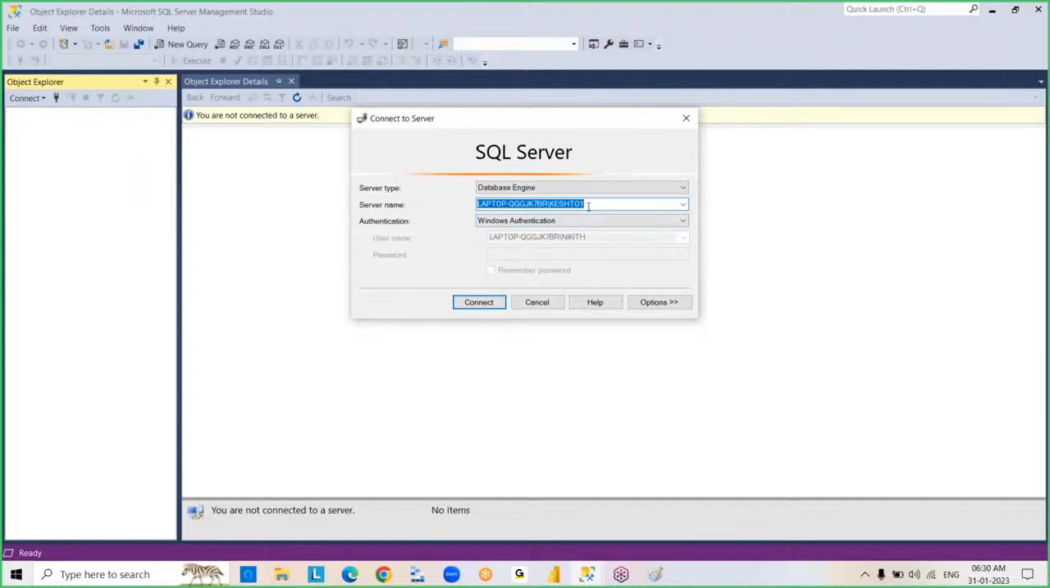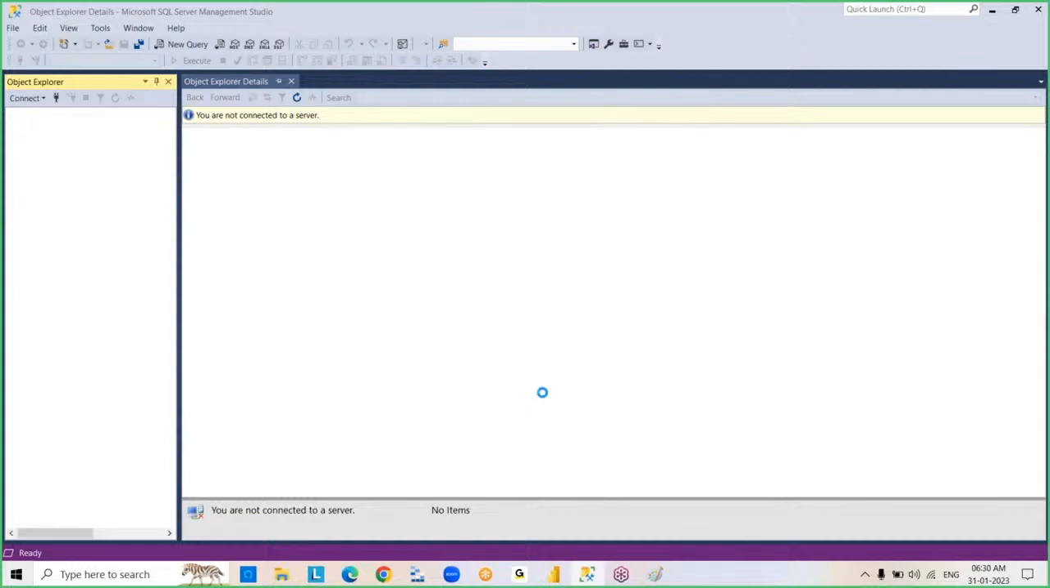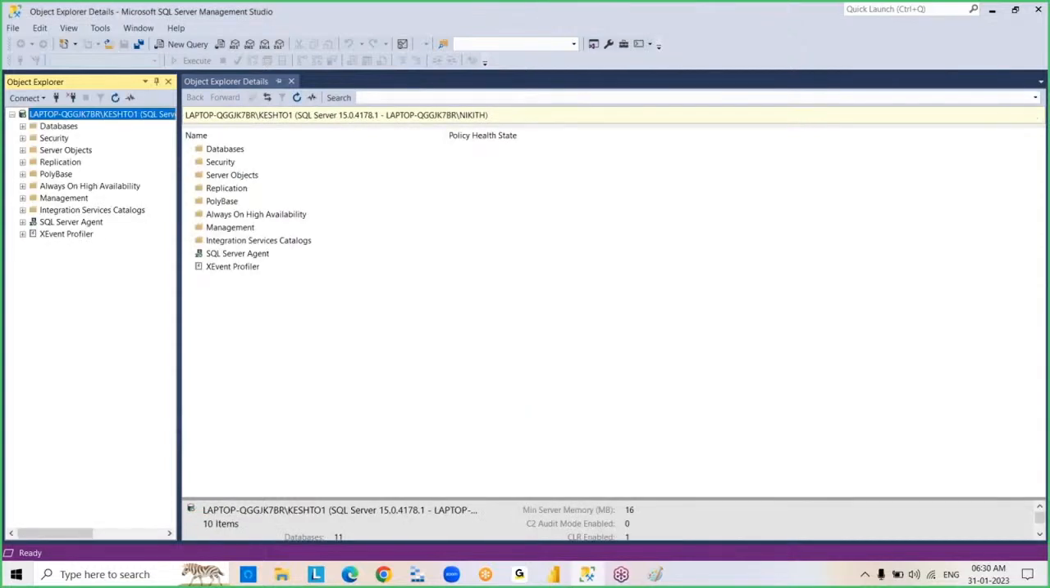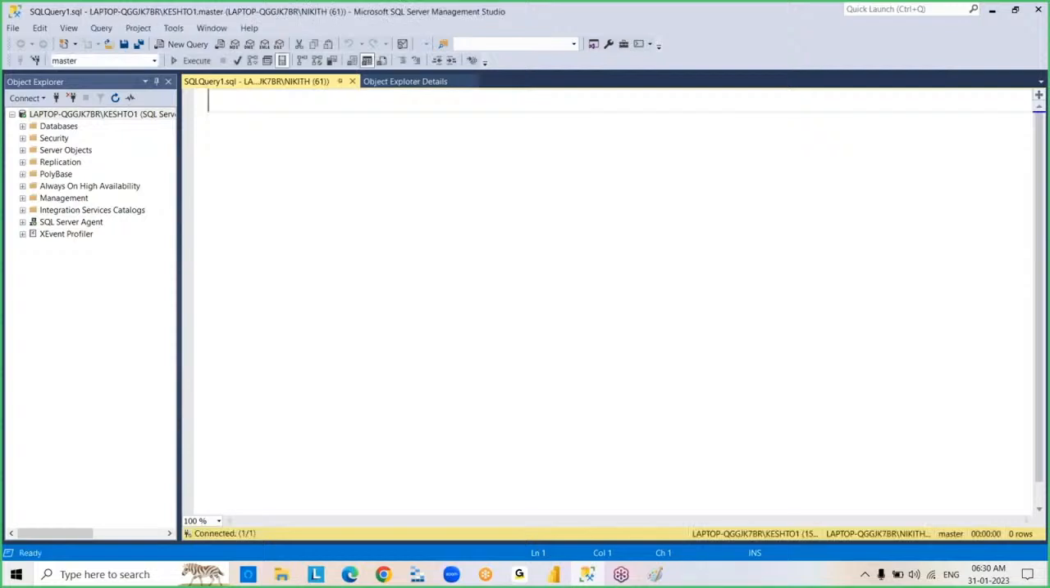This is your server. So now just click on the Connect button. So we connected to Management Studio. Here, if you want to write queries, because generally we are working with SQL Server, we are going to write queries, right? Go to New Query window. In this window, we can write and execute queries.